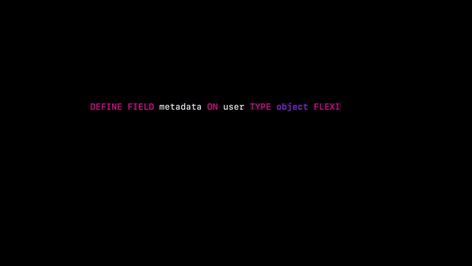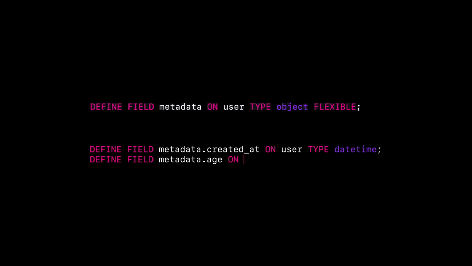Normally, schema-full tables only allow fields you've explicitly defined. But with flexible, you can let object fields accept additional properties dynamically. Now, metadata can take any structure, but you can also define subfields directly for stricter control. You get full control either way.